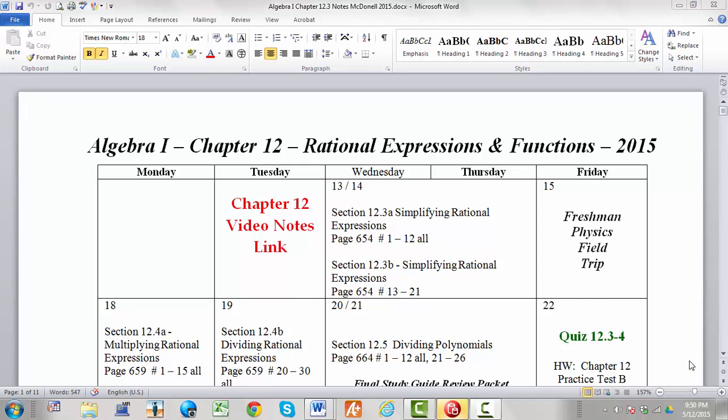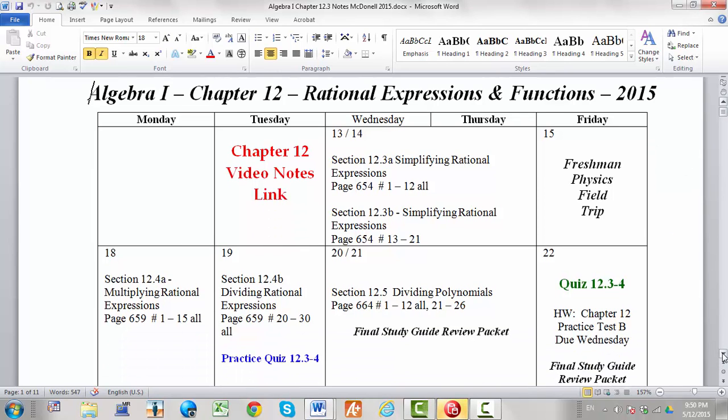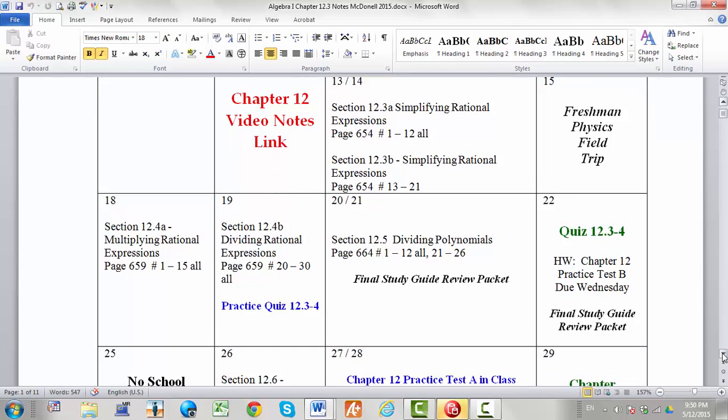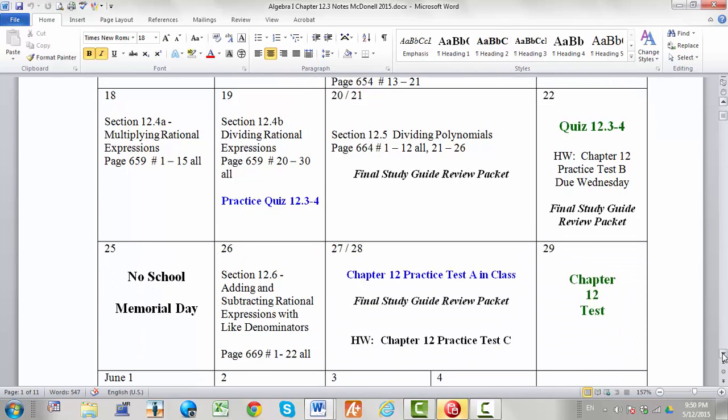Chapter 12 deals with rational expressions and functions. We're going to start with Chapter 12, Section 3, as you can see in our current calendar here. And as we look at our next couple days, we're going to be spending 2 weeks as we move through Chapter 12, and then we're going to wrap up on the Friday before our finals with our test.